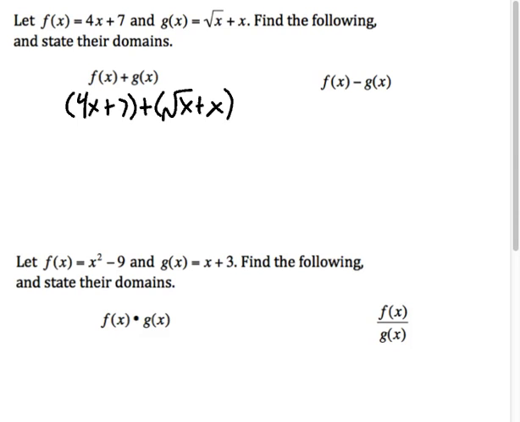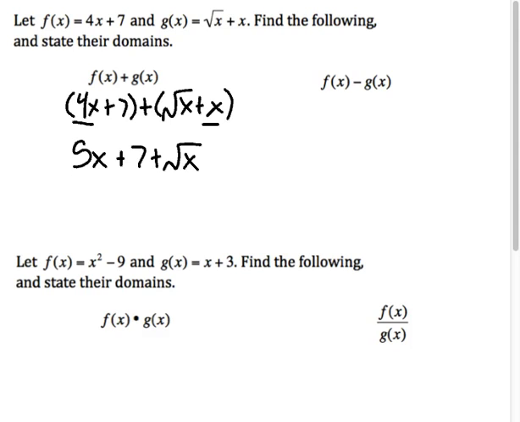Again, this idea of combining like terms, well, 4x and x give me 5x. I have my 7, and then that square root of x can't combine with anything. Remember, square roots are different than powers, so you can't really combine it with the x or the 7 or anything. Each of those has to stay distinct because they're not like terms.